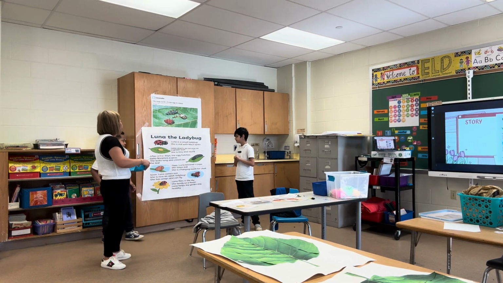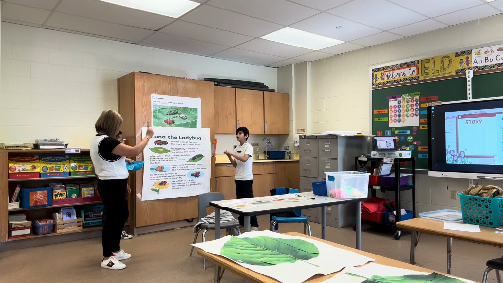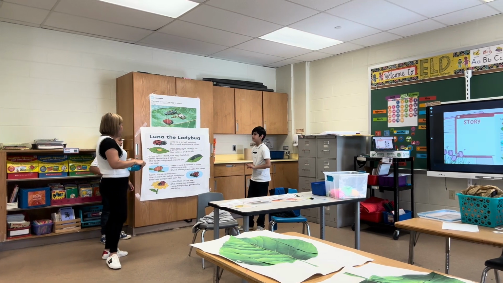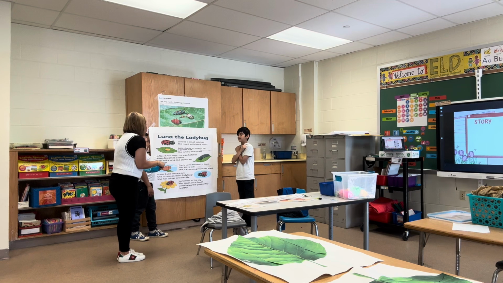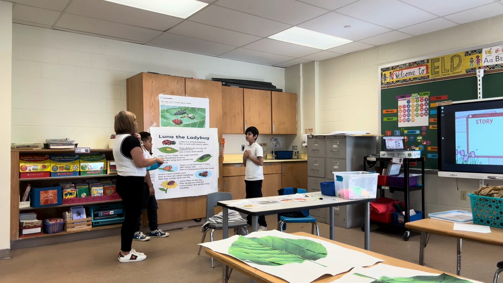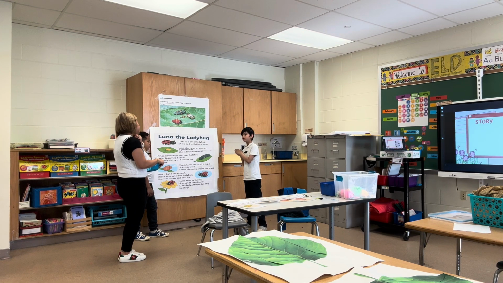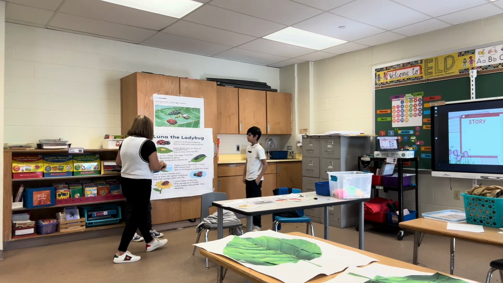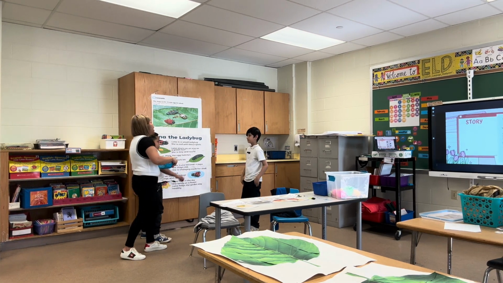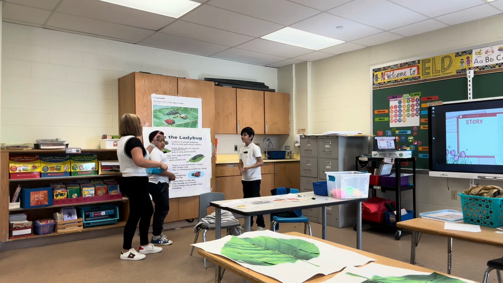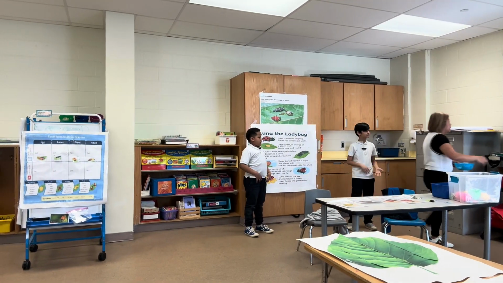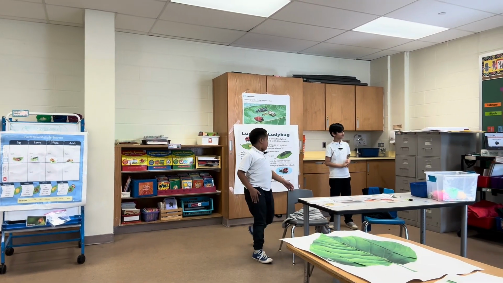And then the third stage is the pupa. What happened to the pupa? It rests and it stays still because it's transforming to a new adult stage. Very good. And then on the last stage, we have the wings and it can fly. And what do we call the last stage? The ladybug. Okay, the adult ladybug. Very good, very good. Thank you so much.